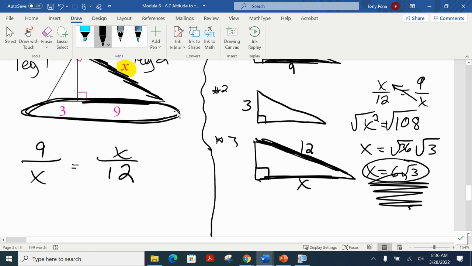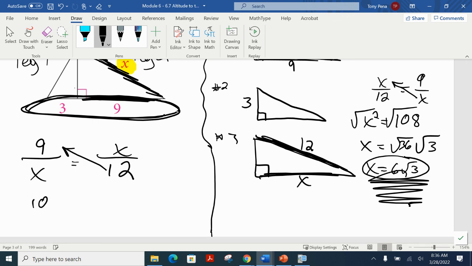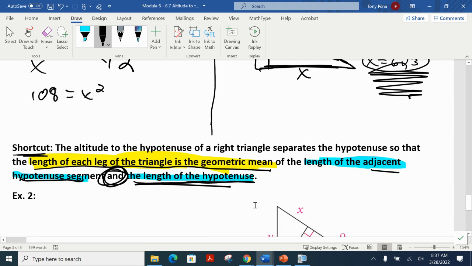And when we now go to solve this, you're going to crisscross: 108 equals x squared. Isn't that the same thing that we got over here? If we solve that, you're going to get the exact same answer. Okay? So that's our shortcut.